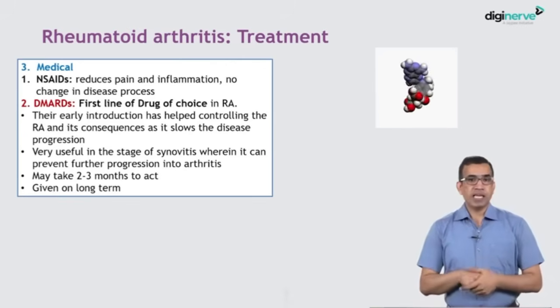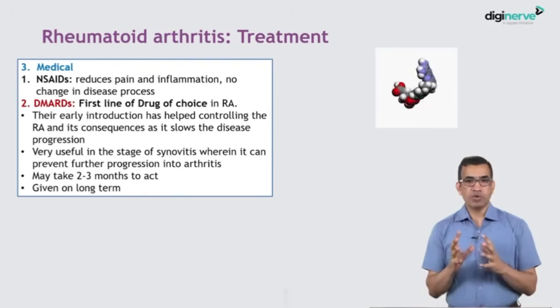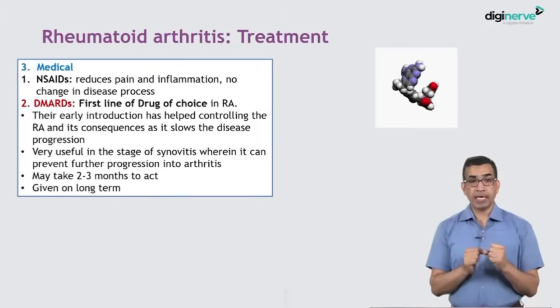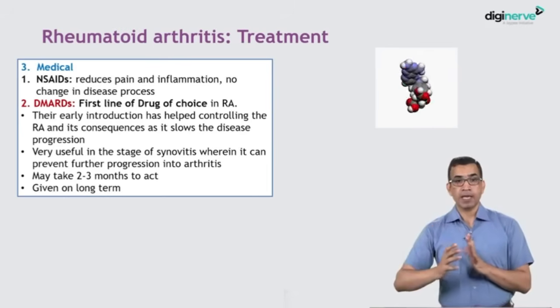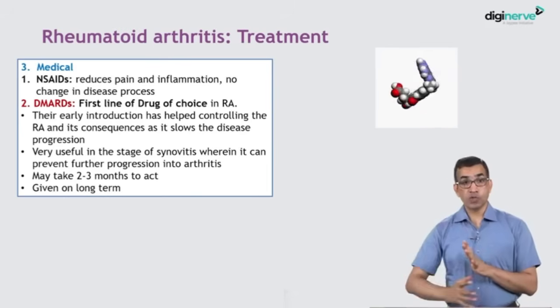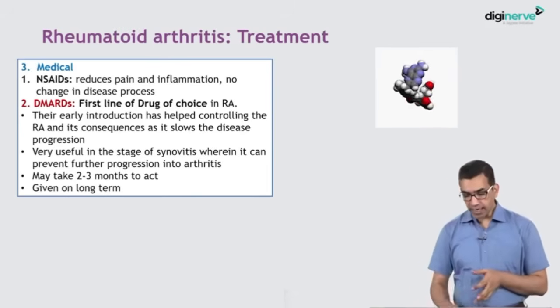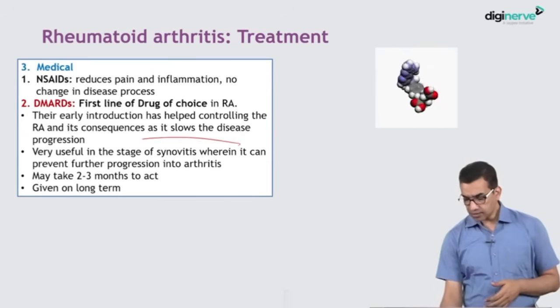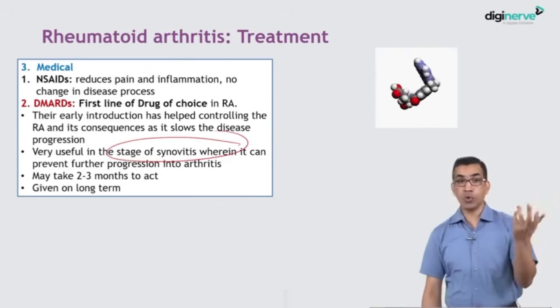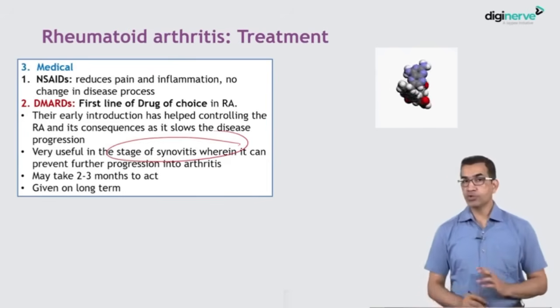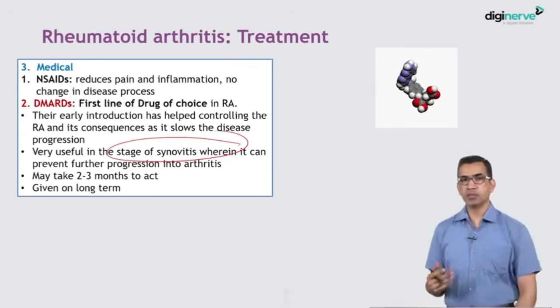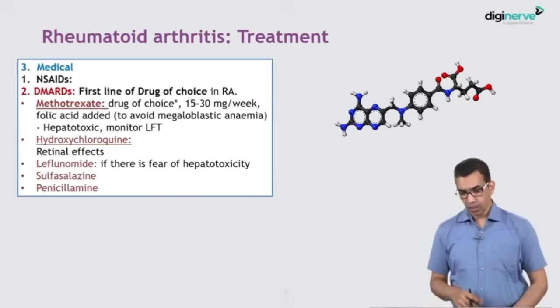Disease modifying agents have been able to help the disease get controlled, and they slow the progression. They help in preventing the consequences, especially the deformity. And they're very useful in the stage of synovitis where there is still no arthritis. They're usually given for long term. Once you start, it's not usually stopped.